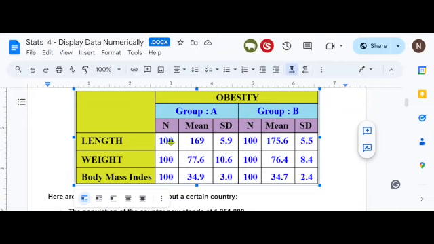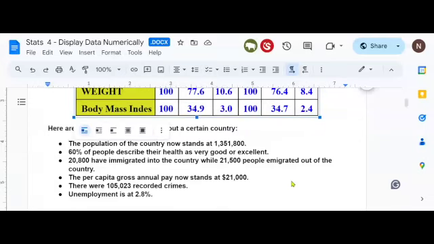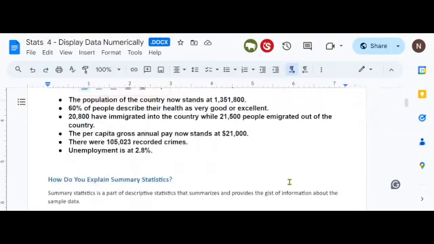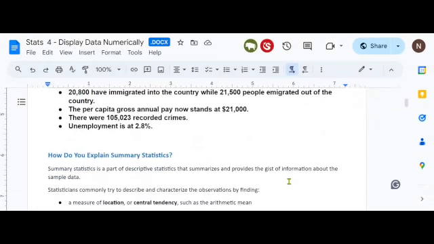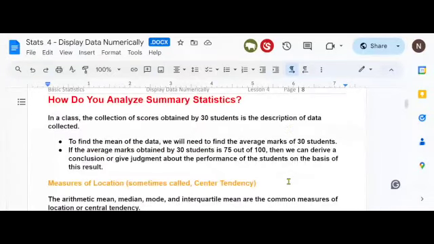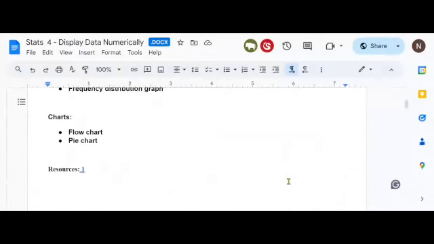For the sample here, N is 100, the mean was 169, and the standard deviation 5.9. Group B is the same thing: we did the same and get the mean and the standard deviation. The weight is the same thing, and body mass we did as well. We'll learn this later; this is like a summary now. Go through this by reading it.